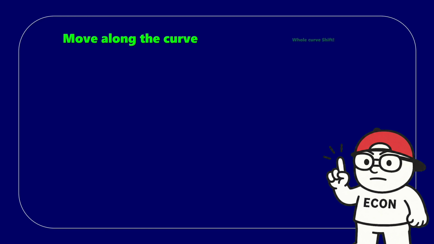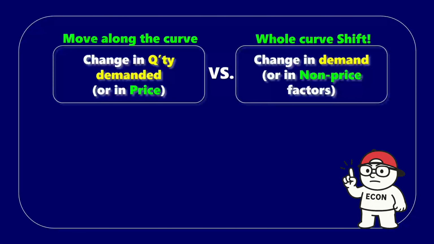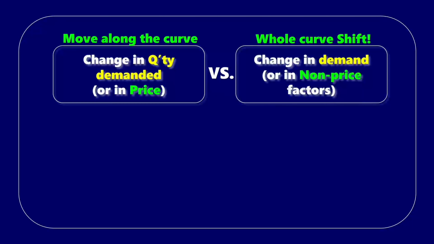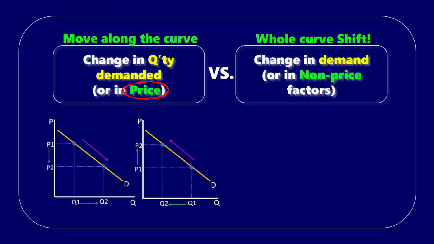Okay, now here's where some students make mistakes. A lot of students tend to mix up change in quantity demanded and change in demand. Firstly, moving along the demand curve is called a change in quantity demanded. And this happens for just one reason: price changes. When price falls, quantity demanded increases, and when price rises, quantity demanded decreases. And nothing else has changed. Preferences didn't change, income didn't change. It's the same demand curve, but you're just moving from one point to another.